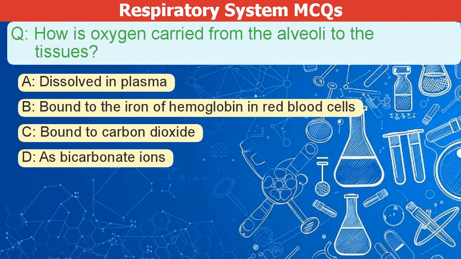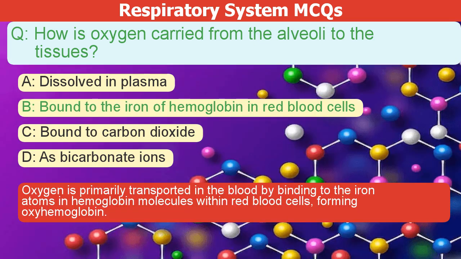How is oxygen carried from the alveoli to the tissues? A. Dissolved in plasma. B. Bound to the iron of hemoglobin in red blood cells. C. Bound to carbon dioxide. D. As bicarbonate ions. The correct answer is B. Oxygen is primarily transported in the blood by binding to the iron atoms in hemoglobin molecules within red blood cells, forming oxyhemoglobin.